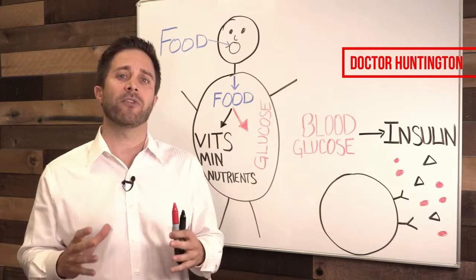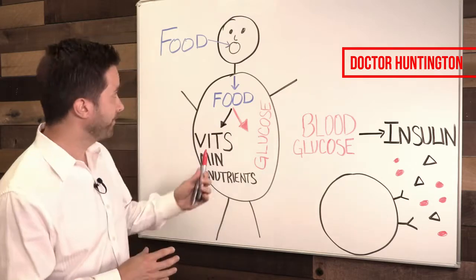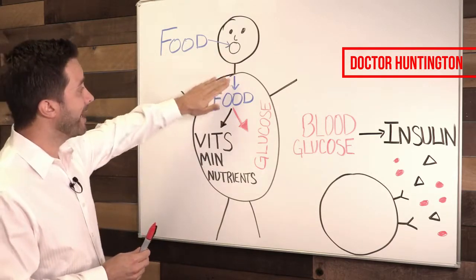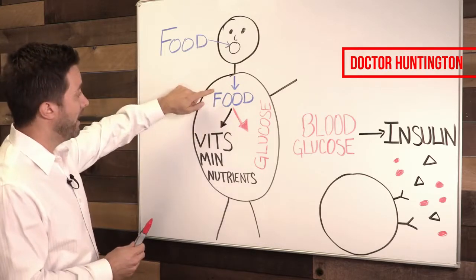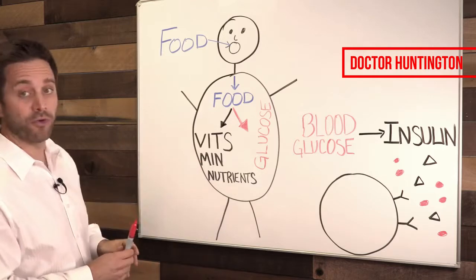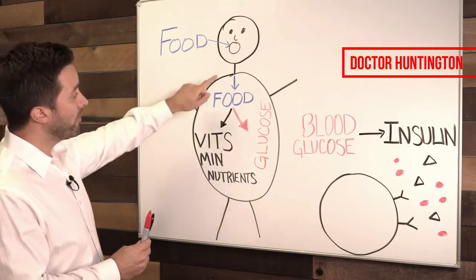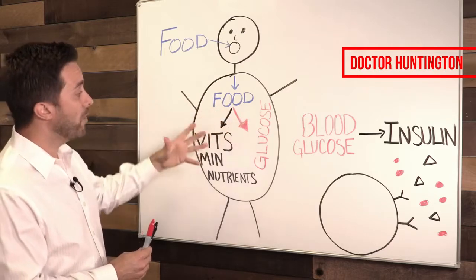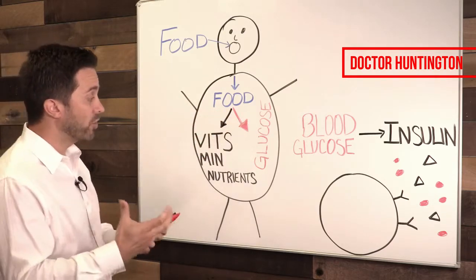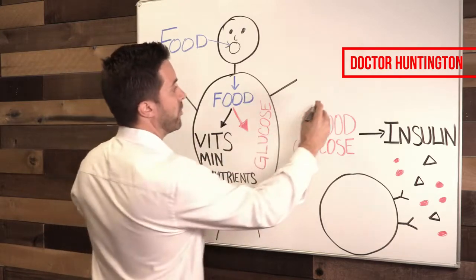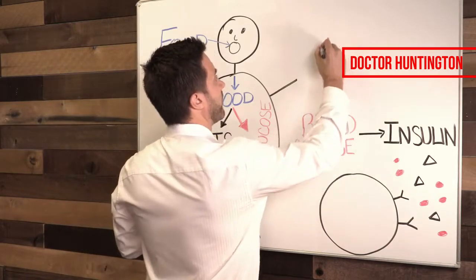Now let's look at what happens when there is insulin resistance. So I've got a diagram here. Food goes into the body and is digested. As mentioned earlier, it's broken down into vitamins and minerals and other nutrients. But certain kinds of food can be broken down into glucose. And glucose, again, is the actual blood sugar. And so that glucose causes your blood sugar to rise.